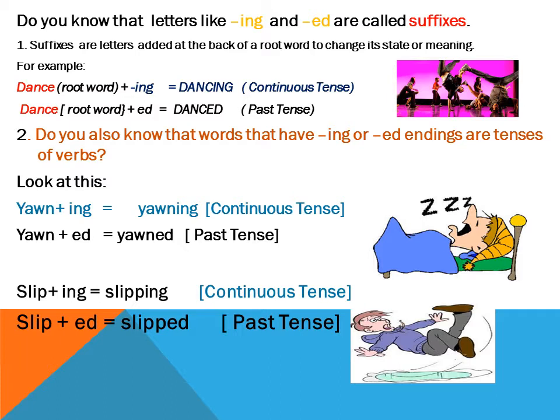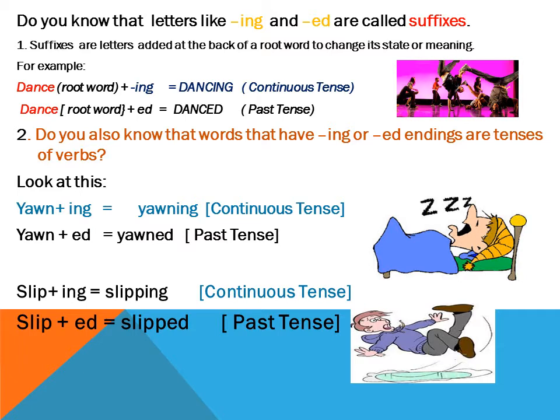Do you know that letters like ing and ed are called suffixes? Suffixes are letters added at the back of a root word to change the state or meaning. For example, dance, root word, plus ing, dancing, is a continuous tense. Dance, root word, plus ed, danced, is a past tense.